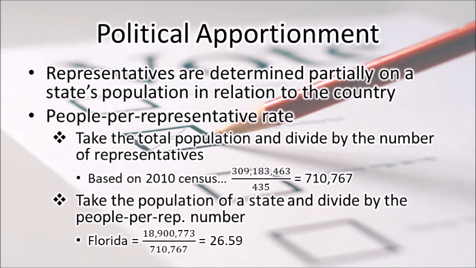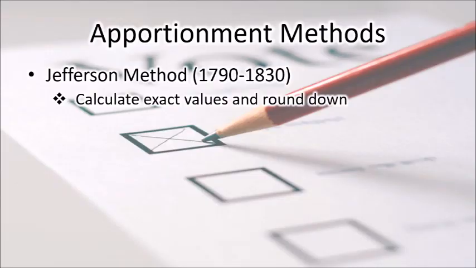So Florida in 2010 should have had 26.59 representatives, but obviously we can't have a partial representative. So how do we split up those weird numbers? Well, like I said, it has changed several times throughout history. From 1790 to 1830, we used what is called the Jefferson Method. The Jefferson Method, first of all, started by calculating the exact values and then rounding down.